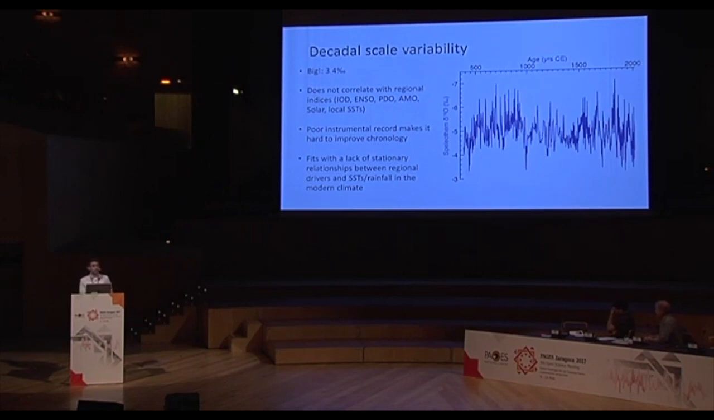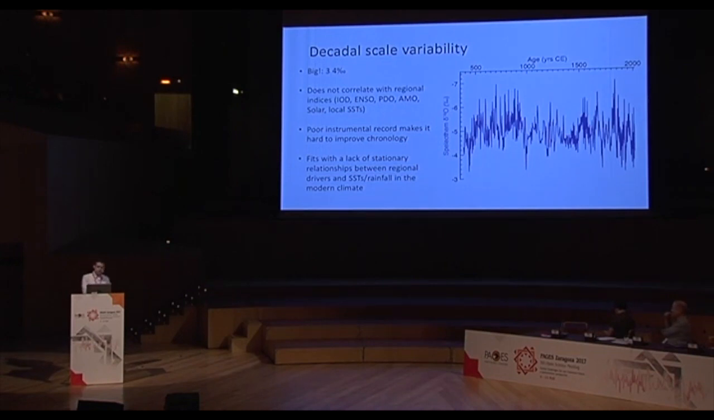The main result is that most of the variability in our record is at the decadal scale, about 3.4 per mil. And this is quite a large variability at the decadal scale compared to a lot of stalagmites. It doesn't correlate with any regional climate indices, such as the Indian Ocean dipole, ENSO, solar variability, or local sea surface temperatures. The instrumental record in Madagascar is pretty poor, so we're not able to refine the chronology over the historical period. And there's also no significant cyclicity in this record.